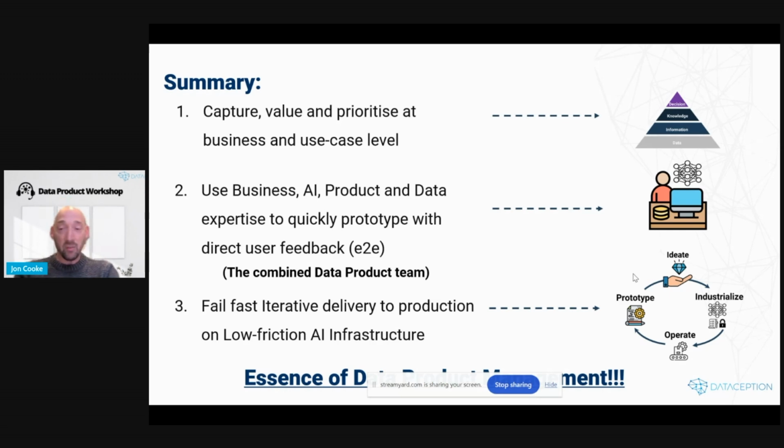Again, it's using AI products, but it's the same process: business first, value first, fast delivery, iteration, and adapting. I think this is what data product management really should be all about in the analytics, data and AI space.